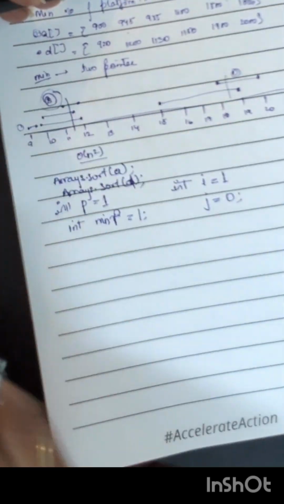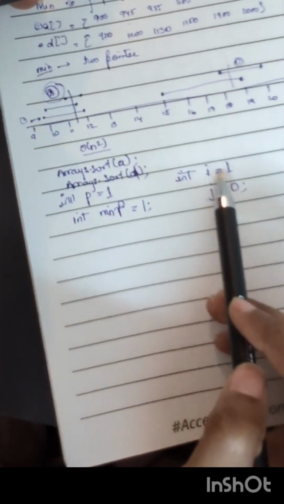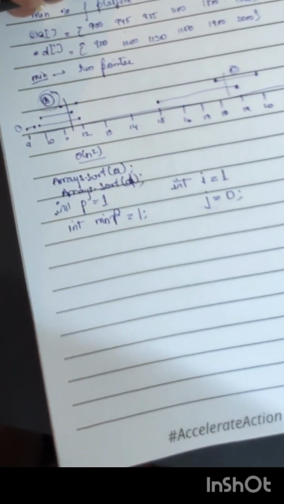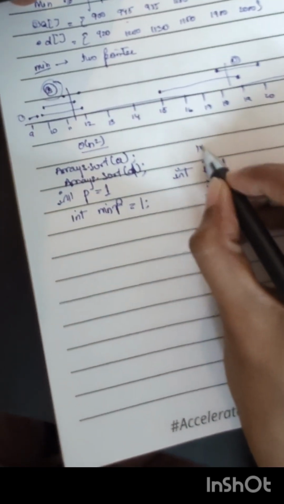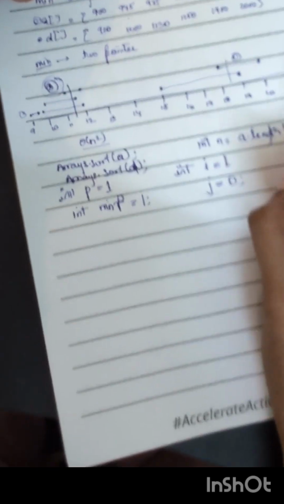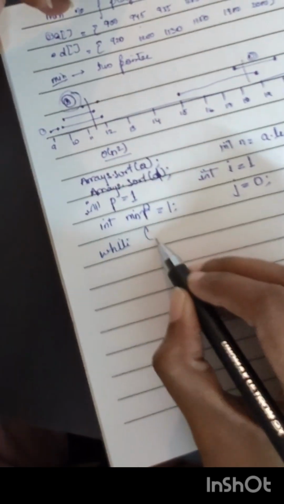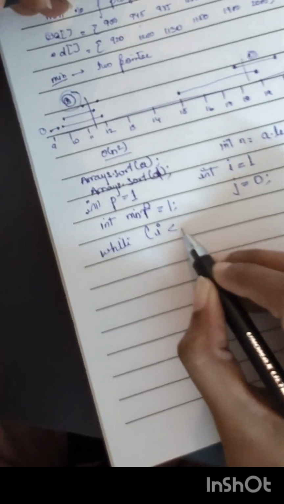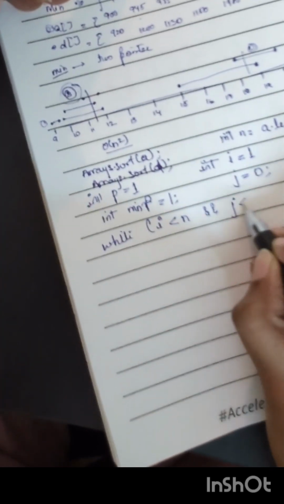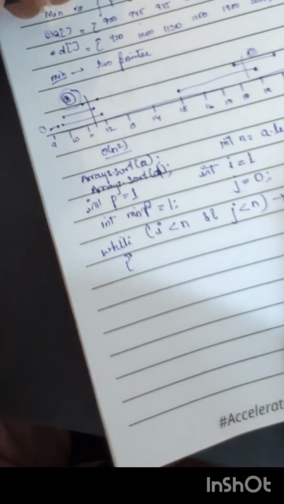Now I have two pointers: i placed at 1 and j placed at 0. Why? Because I will iterate the arrival with i and the departure with j. I take int n equal to a.length, so that I know how many trains are coming. Now we'll have a while loop, because I want iteration of i till n, and in the same loop I will have iteration of j also.